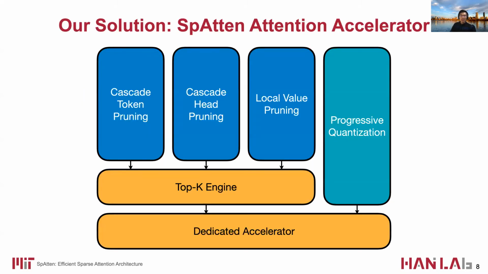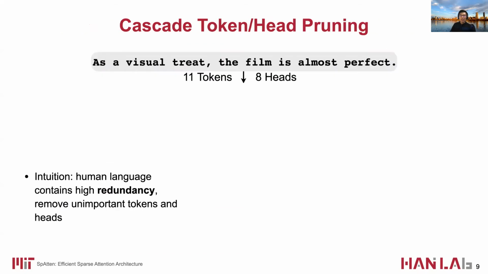Therefore, in order to accelerate attention, we propose SpAtten, an algorithm hardware co-design for attention layer computations. We leverage pruning and quantization opportunities to reduce computation and memory access, and design specialized hardware to accelerate the complex data movements. The first approach is cascade token and head pruning. The intuition is that human language has high redundancy, so it is desirable to find useless information and remove their computations. Here we show an example.